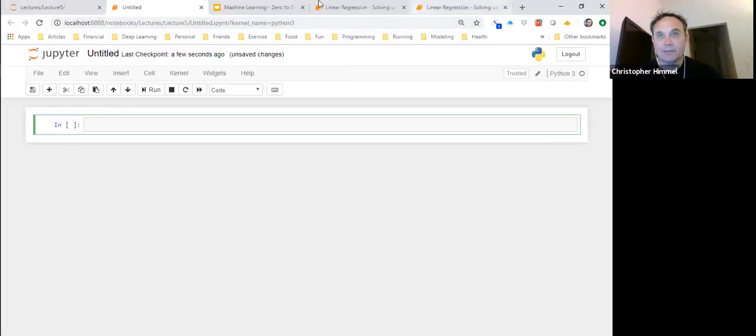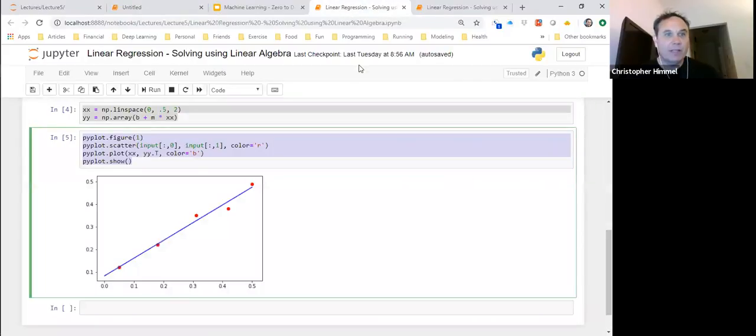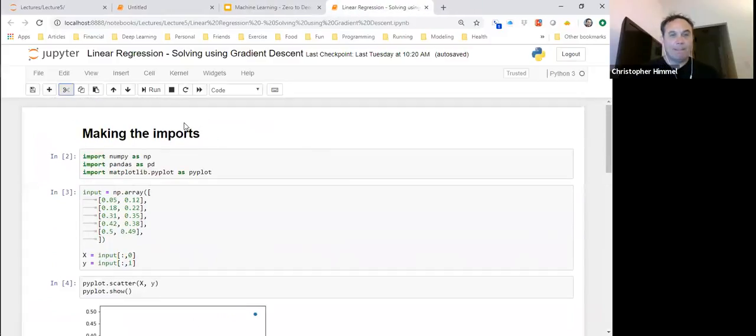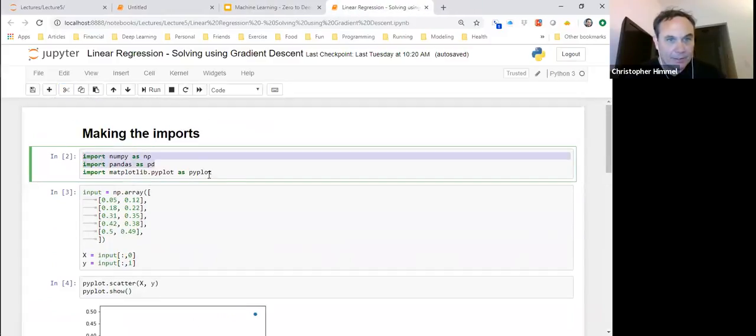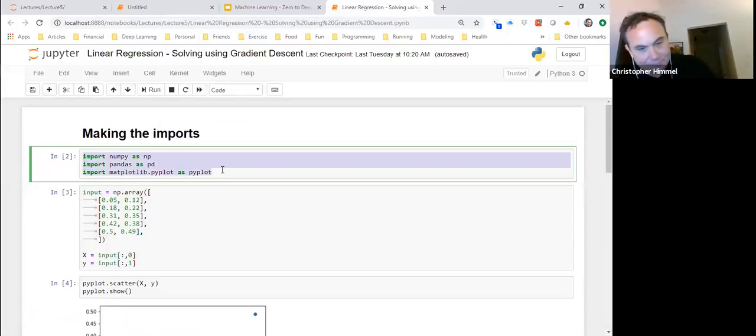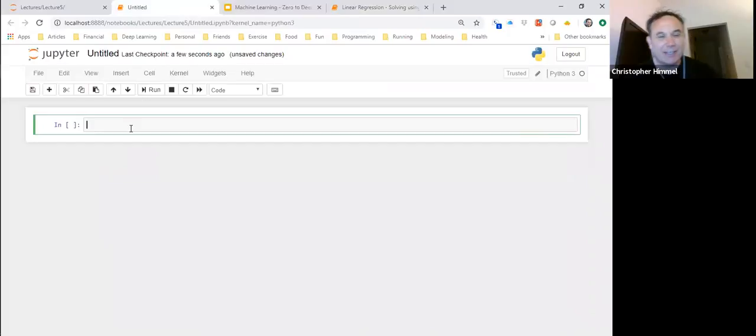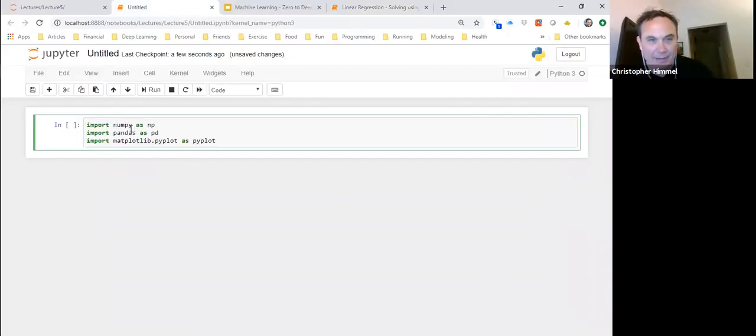I don't really need to name it. Okay, so we're done with this one. I'm going to close it out. Okay, this is going to be our gradient descent. Plus, gradient descent doesn't take near as much math as matrix math.